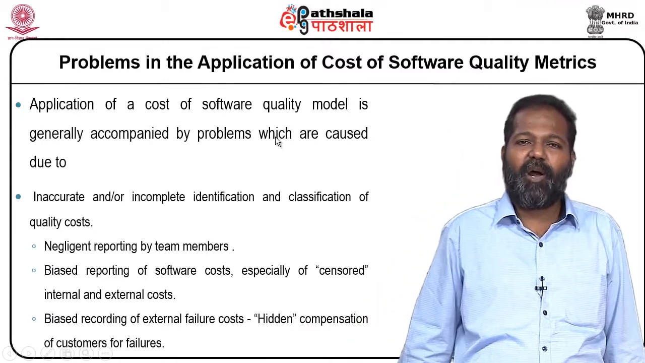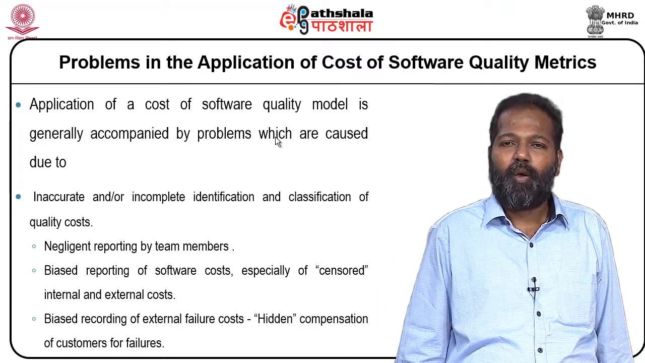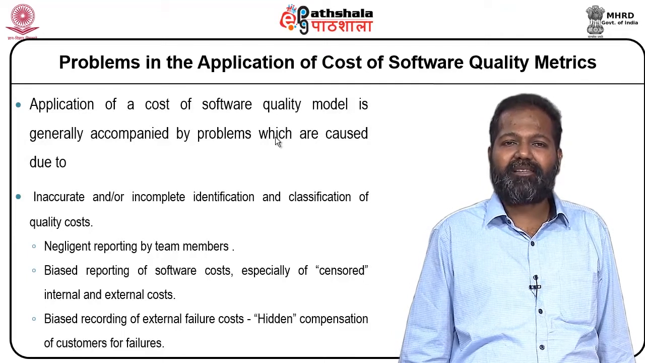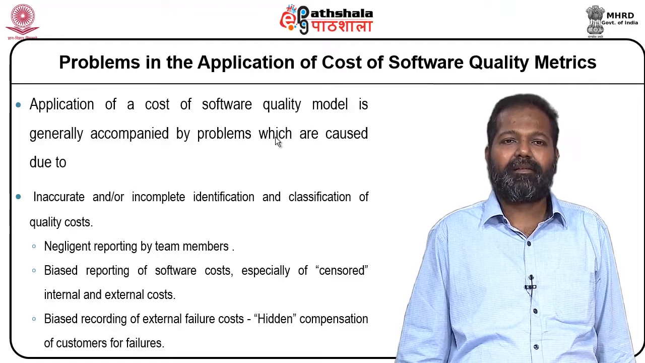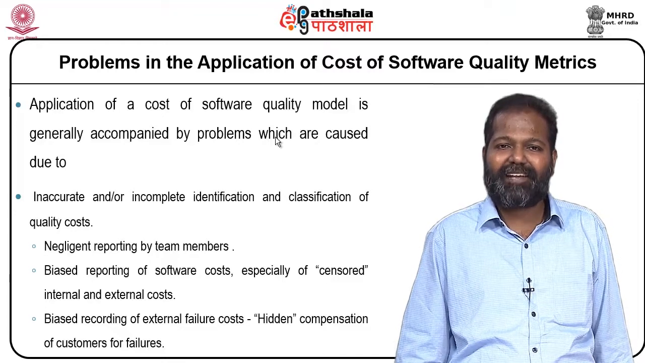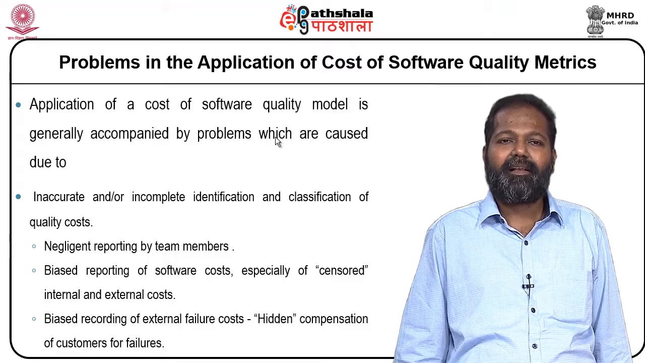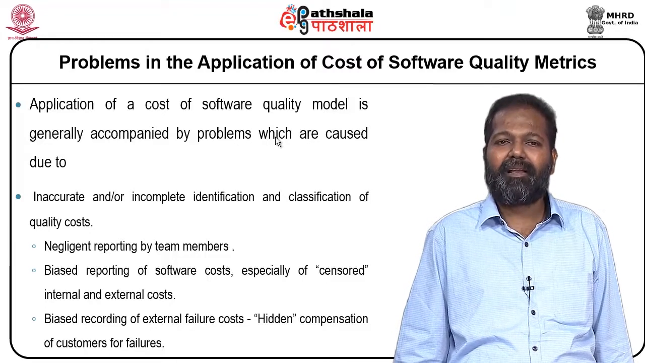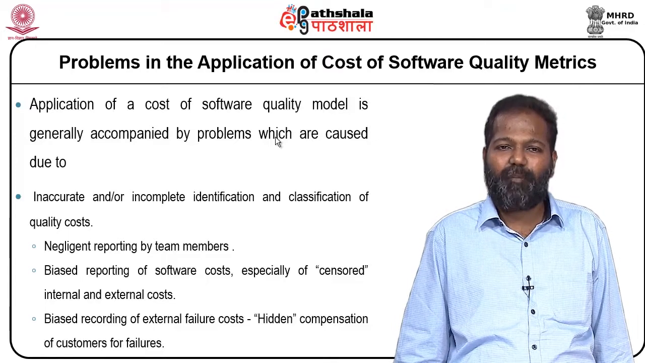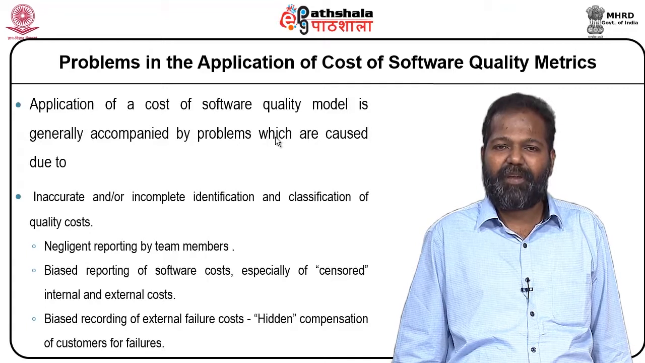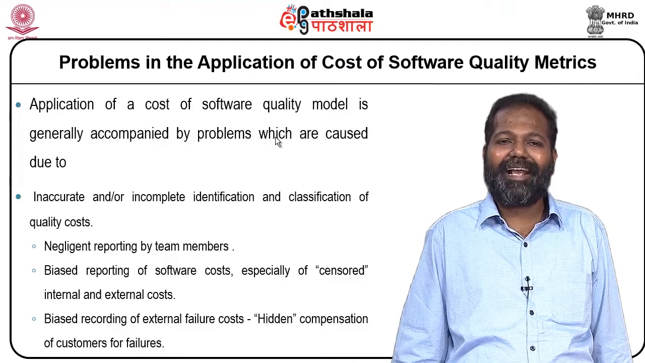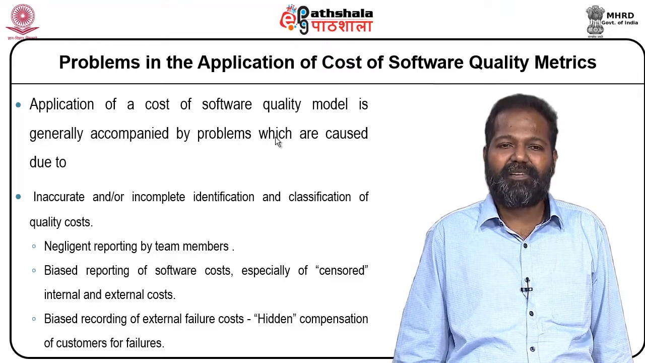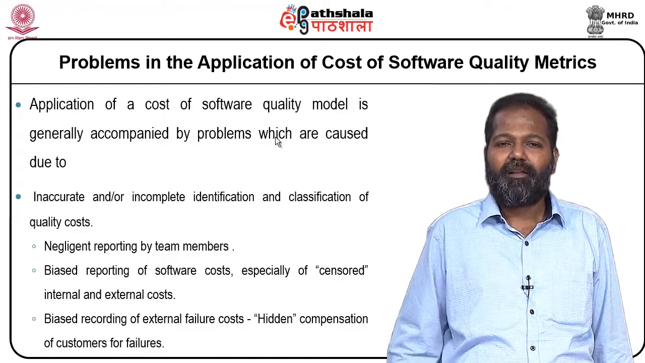Problems in the application of cost of software quality metrics. Application of a cost of software quality model is generally accompanied by problems which are caused due to inaccurate or incomplete identification and classification of quality costs, negligent reporting by team members, biased reporting of software costs, especially of censored internal and external costs, biased recording of external failure costs, and hidden compensation of customers for failures.